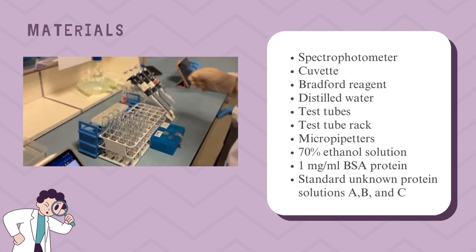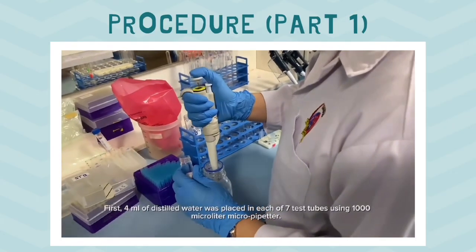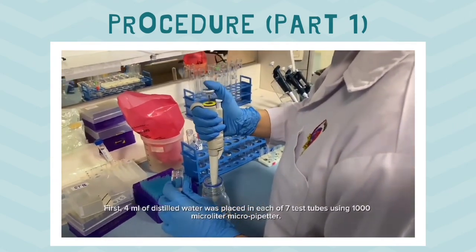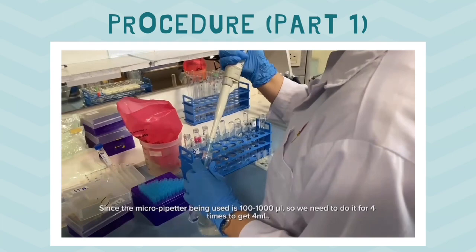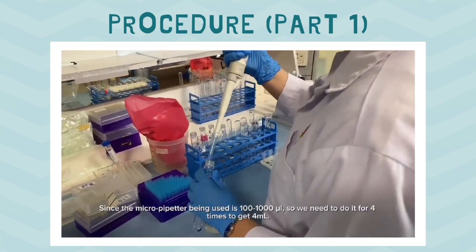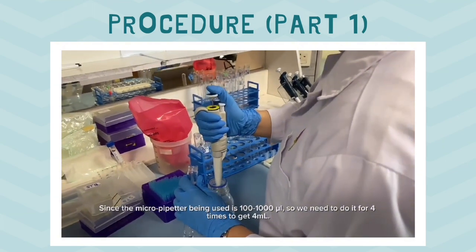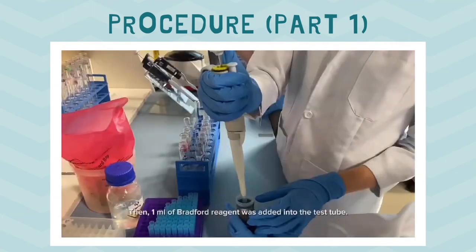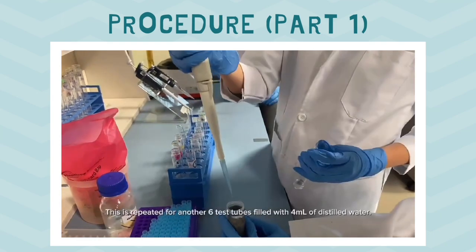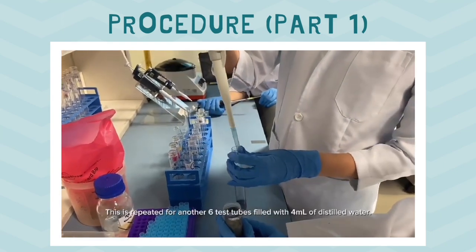Moving on to the procedure, part 1. First, 4 ml of distilled water was placed in each of 7 test tubes using 1000 microliter micropipetter. Since the micropipetter being used is 100 to 1000 microliter, we need to do it 4 times to get 4 ml. Then, 1 ml of Bradford reagent was added into the test tube. This is repeated for another 6 test tubes filled with 4 ml of distilled water.